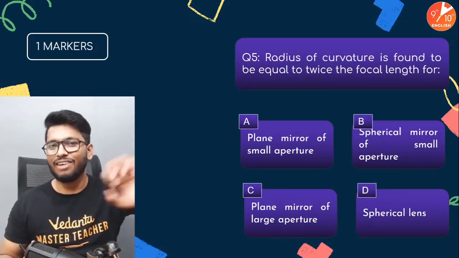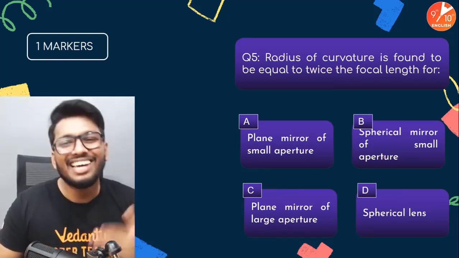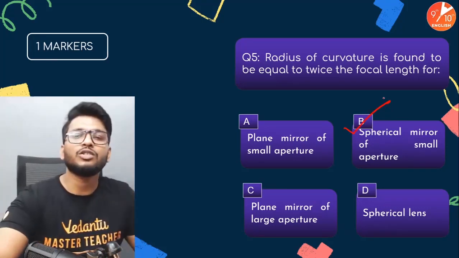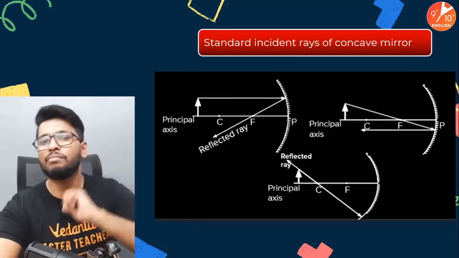I'll start the quiz in... I'll tell the answer in 4, 3, 2, 1. The answer is going to be option number B. It's a spherical mirror with smaller aperture. Right, guys? Let's get back to the topic now.